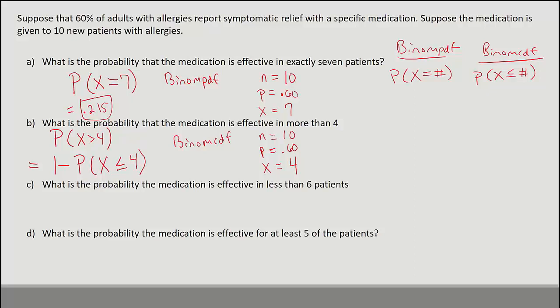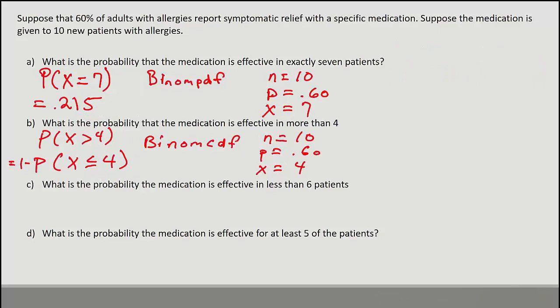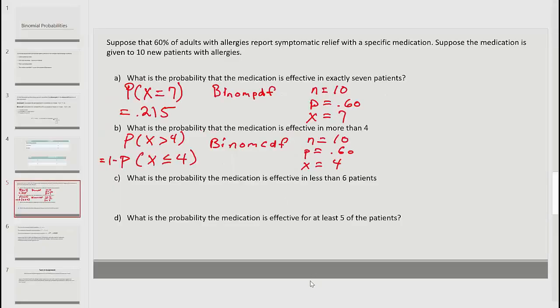So now let's go to Binomcdf and input those values. To recap, the probability of x is greater than 4. We took the complement to give us 1 minus the probability that x is less than or equal to 4. We know it's a Binomcdf, and now we have n equals 10, p is 0.60, x is 4. It's just a matter of plugging those values into the calculator.